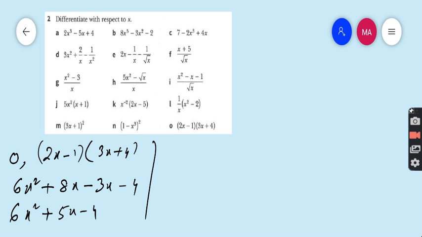The derivative of 6x² is 12x. The derivative of 5x is 5, and the derivative of 4 is 0. The final answer is 12x + 5.